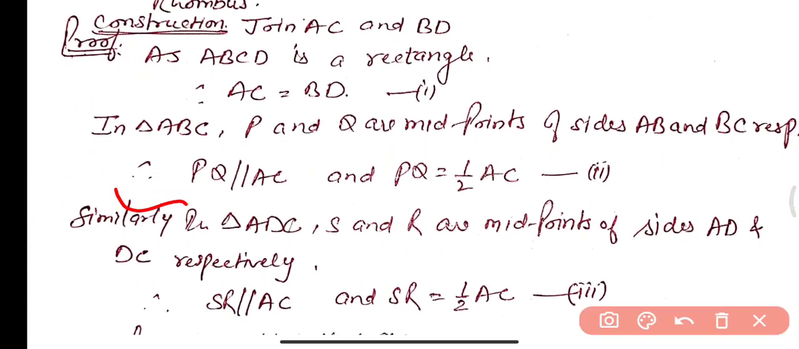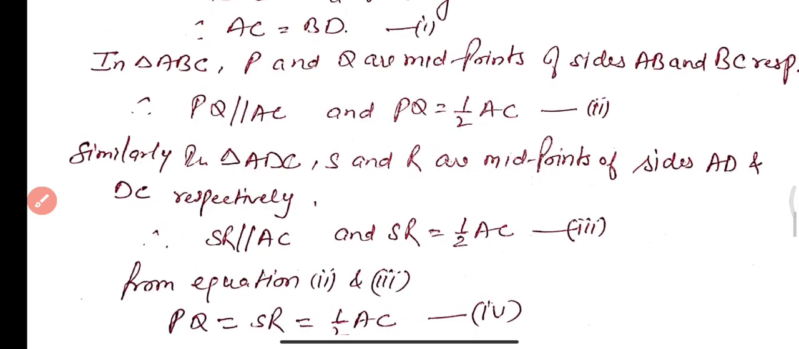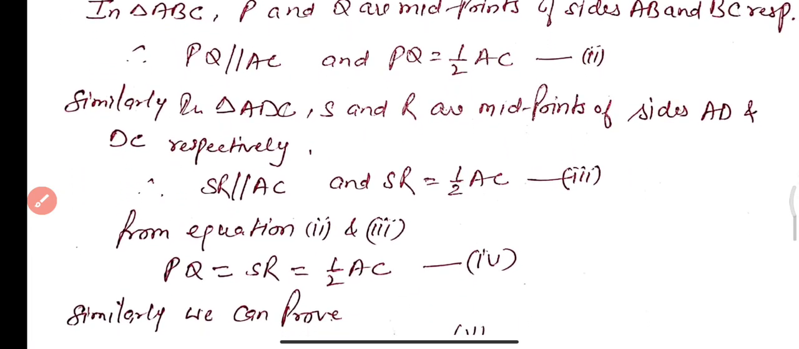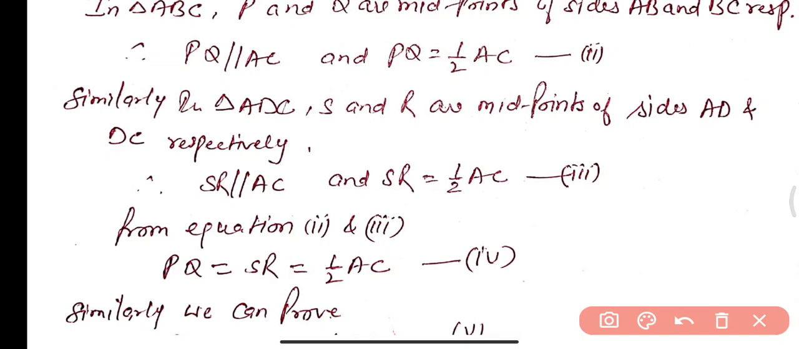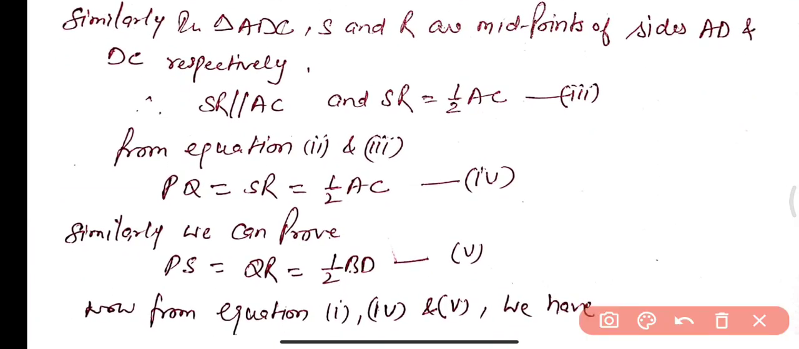Similarly, in triangle ADC, S and R are the midpoints of sides AD and DC respectively. So SR is parallel to AC and SR equals half of AC. So equations 2 and 3 give us the result PQ equals SR equals half of AC. These two sides are equal and equal to half of AC. And similarly, we can prove that PS equals QR equals half of BD.